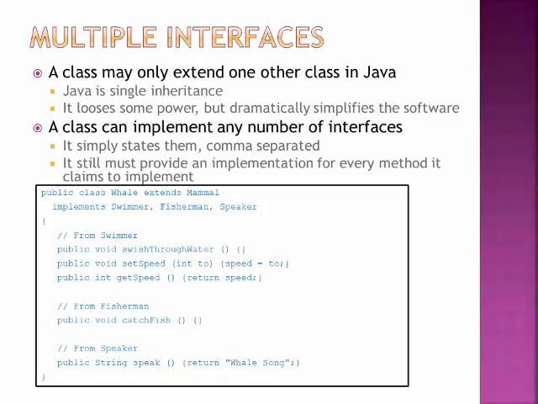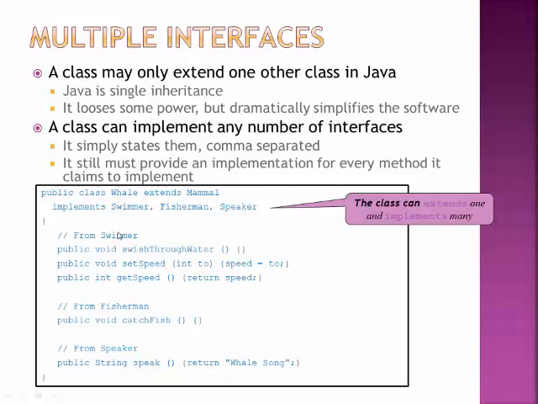I could also be a speaker, so I can make noise. Whales, they sing, right? They make noise, and so anything that speaks can make noise. Those are roles that are played. Those are just functionality. I'm just binding a set of functionality together. So I can, as you can see here, go through and implement all of these. I can extend a class, I can only extend one class, and I can implement any number of them by just putting commas between the classes there.